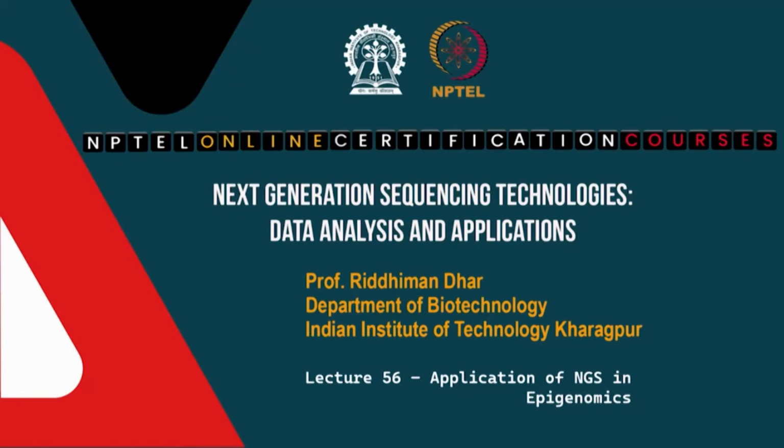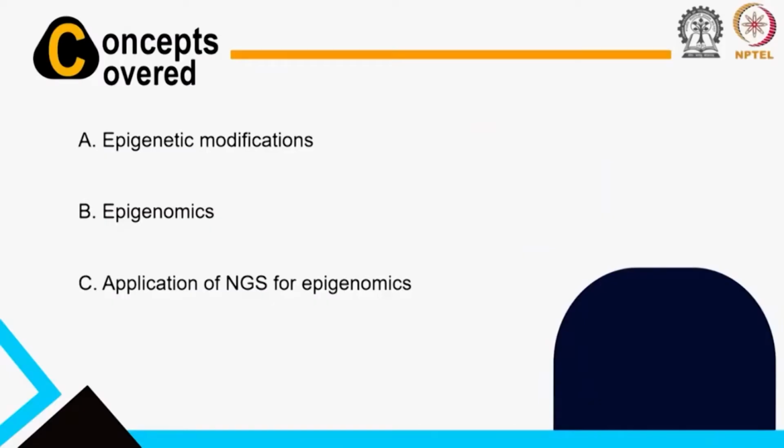We are into the final week of the course and we have discussed the genome sequencing part, identification of single nucleotide polymorphisms and transcriptome sequencing. What is remaining is the application of NGS technologies in epigenomic studies, and this is what we will be discussing in this class and the last few classes. So, these are the topics that we will be covering today.